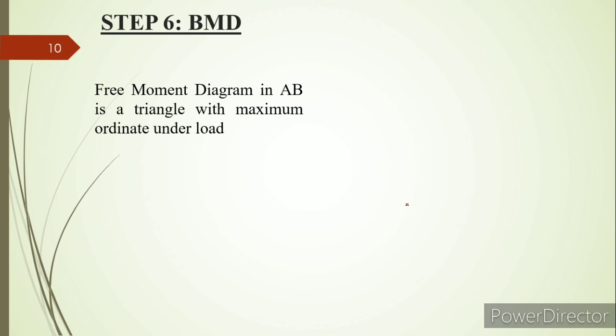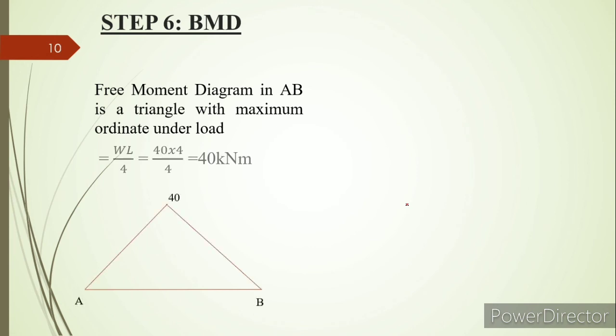Therefore, due to the concentrated load, the bending moment diagram will be a triangle, and the maximum ordinate of this bending moment diagram will be under this load itself. For a span in which a concentrated load is acting, the maximum bending moment value will be WL by 4. Therefore, substituting the values of W and L, we get the maximum ordinate of the bending moment as 40 kilonewton meter, which is under the load.